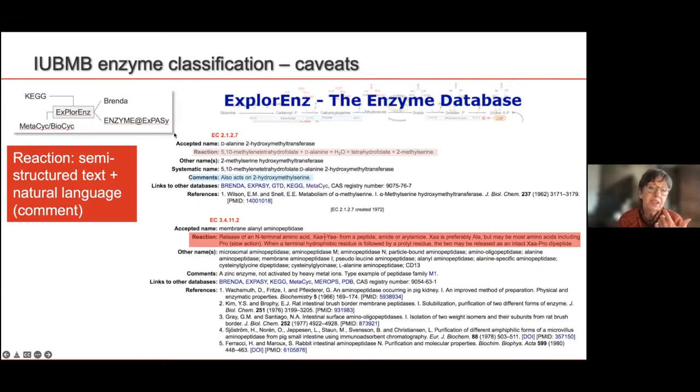And this description in a mix of structured and natural language is subject to different policies of the editorial boards of the different resources, which explains why we don't have the same content in these resources. Sometimes an EC number, an enzyme class, is described by a reaction totally in natural language, in particular the hydrolases, the proteases. So the reaction is described as release of an N-terminal amino acid from a given peptide, et cetera. And in this case, it's not possible to translate the reaction into an explicit form.